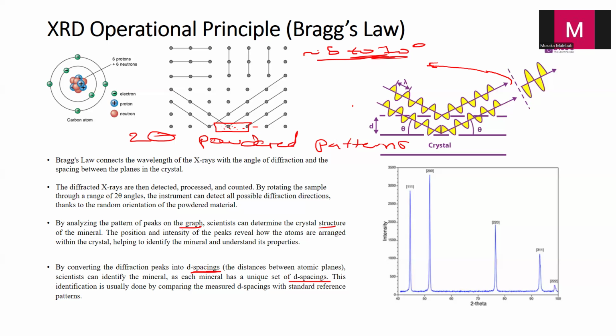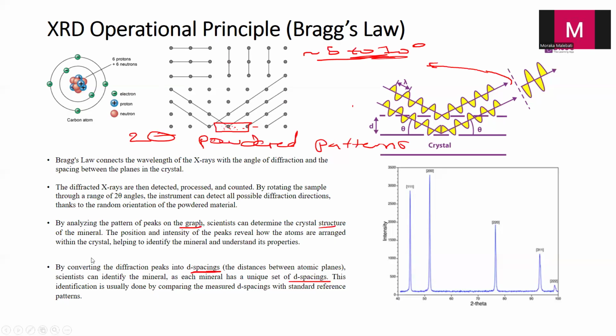Which is why this angle range of 5 to 70 is the normal one, which covers the range of the materials. It will give you the complete analysis of the crystal structure. So I hope it makes sense.